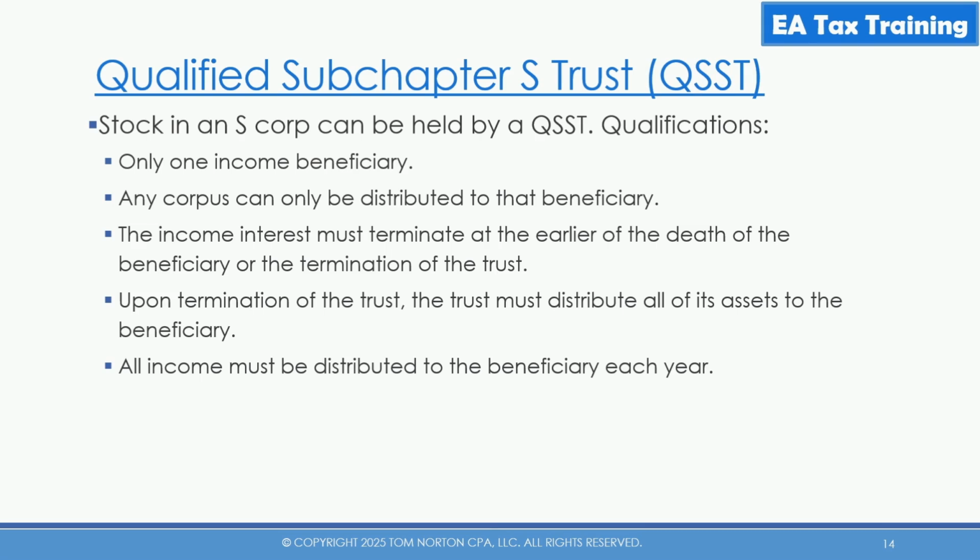Upon termination, the trust must distribute all of its assets to that beneficiary, and all income must be distributed to the beneficiary every year. So the key theme here is it is only one beneficiary for everything. So that is a qualified subchapter S trust. You'll just want to remember those qualifications. The main thing is it's one beneficiary.